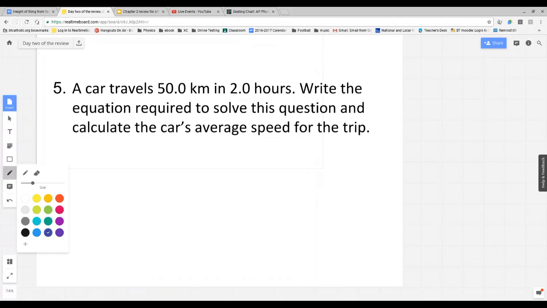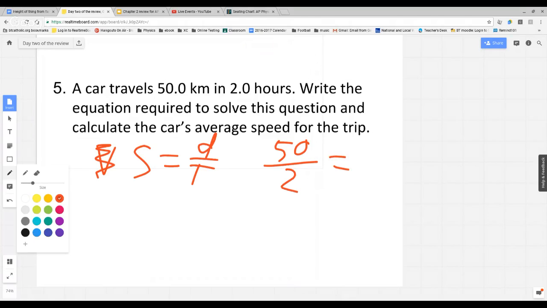So it's going to be S equals d over t. So you're going to have 50 over 2 equals 25 kilometers an hour. That was an easy one, right?